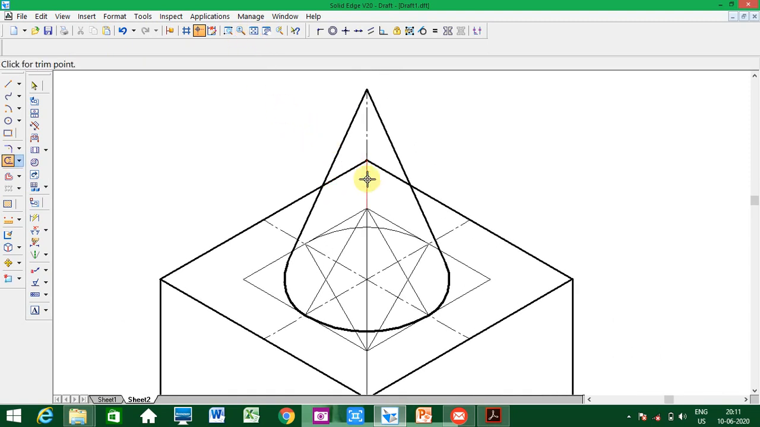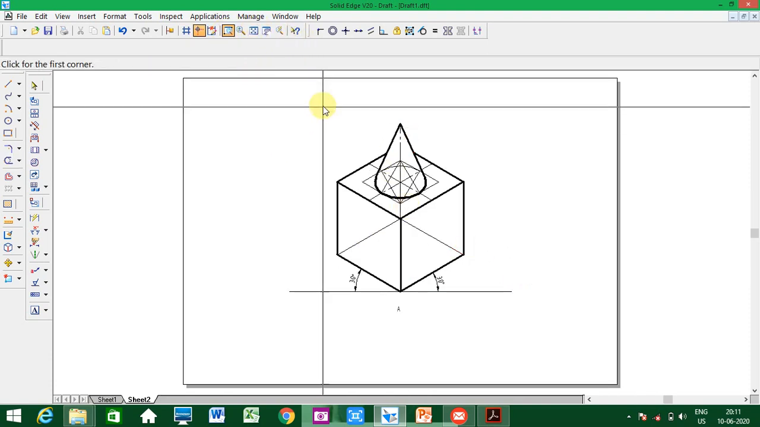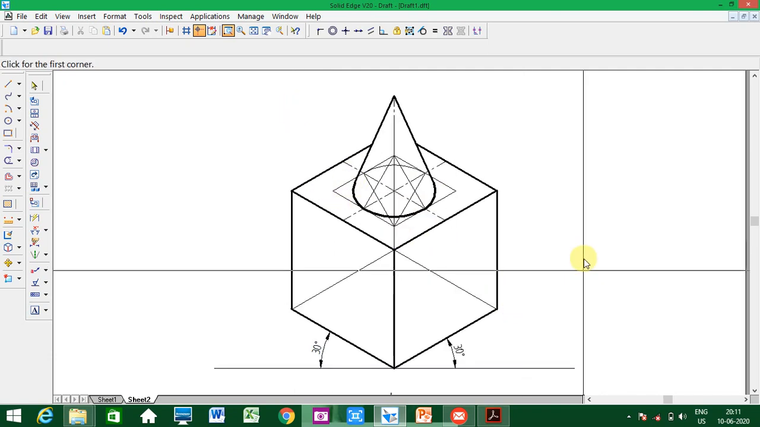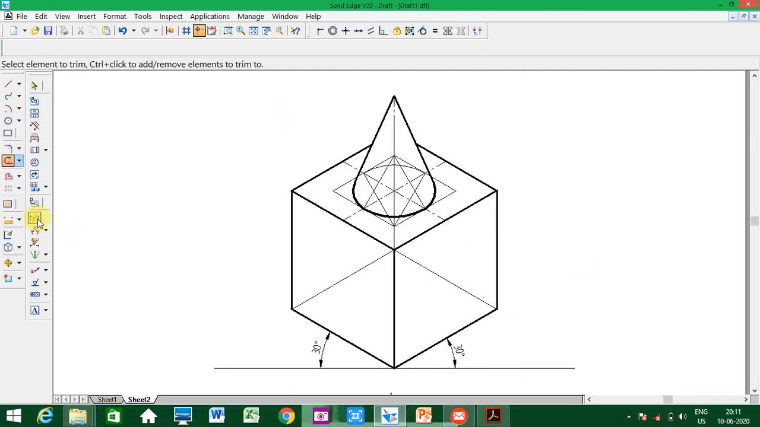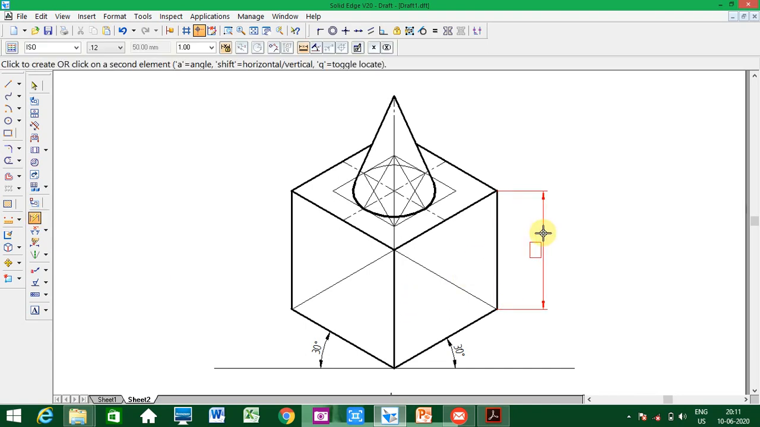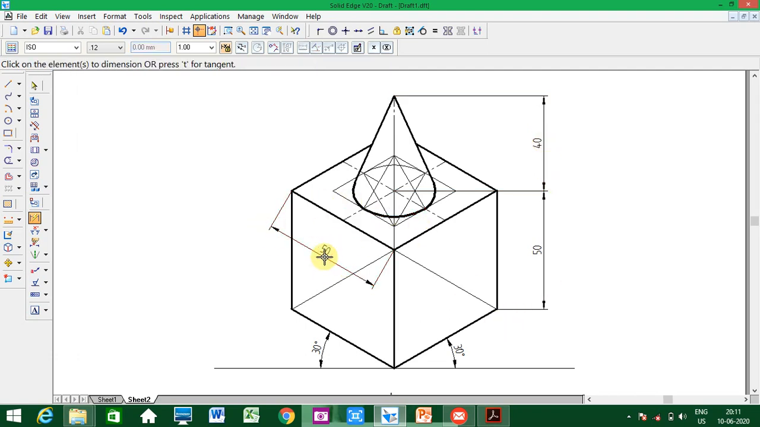Now here this is the cone. When the cone is solid and this is a cube, when you keep the cone, this portion has to be not seen. That's why I'll trim this portion. Now I hope you can imagine this in 3D, right? Then you show the dimensions: 50, 40, and this dimension you show 30.